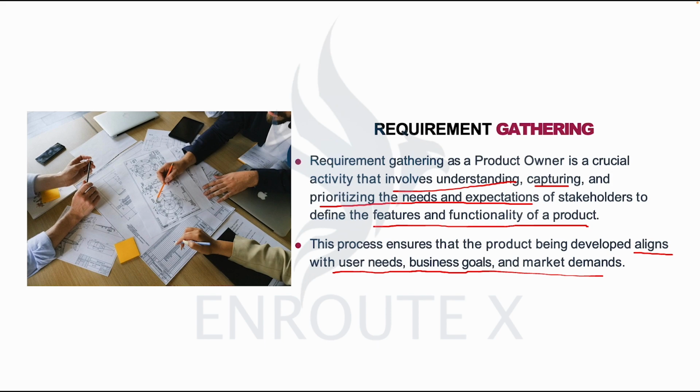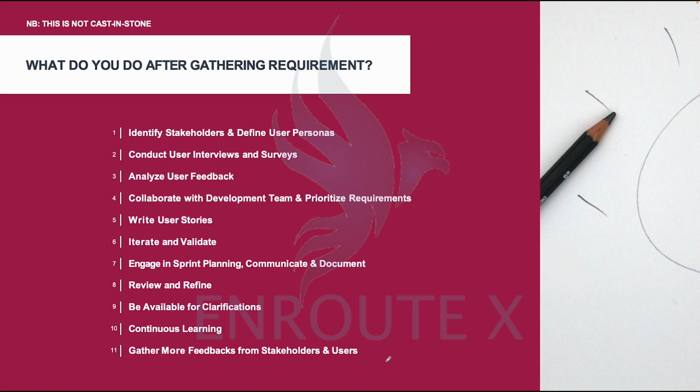Okay, let's go further. And in this next slide, we would then see, what do you do after gathering requirements? There is a stopgap between the last slide and this, which I would want you to find out: how the product owner gathers those requirements. It could be through questionnaires, through surveys, through brainstorm sessions, through different forms. So it's important you know them. So what do you do after gathering these requirements?